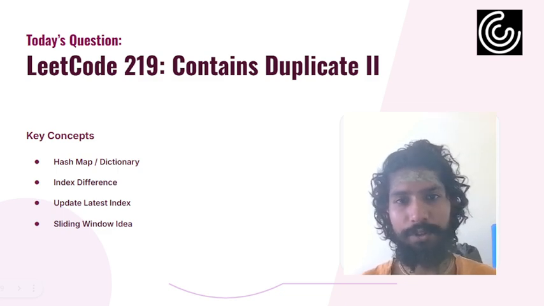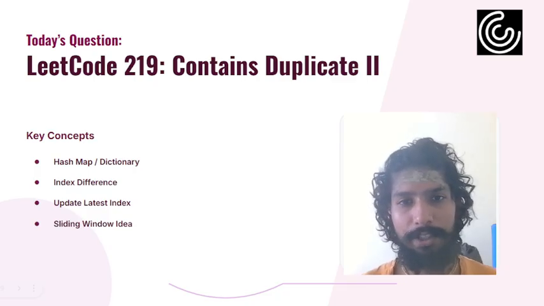Today we are solving LeetCode 219, Contains Duplicate II. This is an easy problem but it teaches a very important DSA concept: how to use a hash map to remember information while traversing an array.